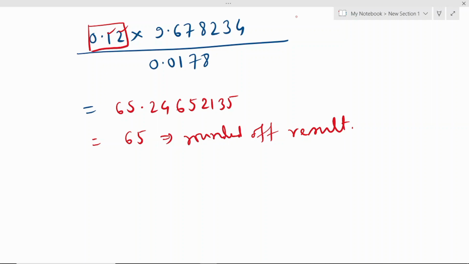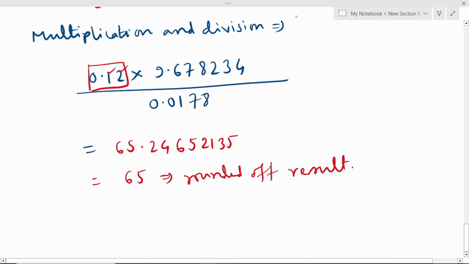So those are the rules of multiplication and division for significant figures. So here I am stopping this.